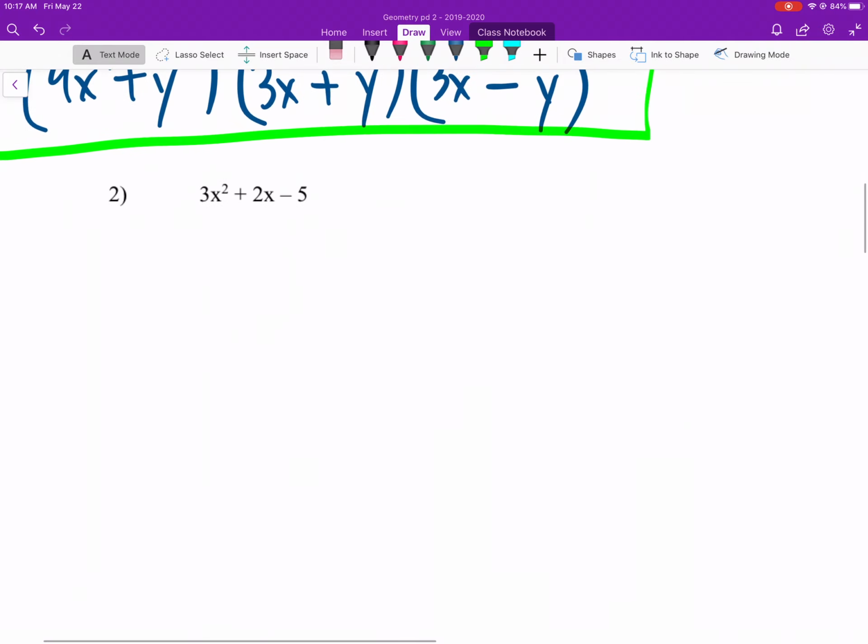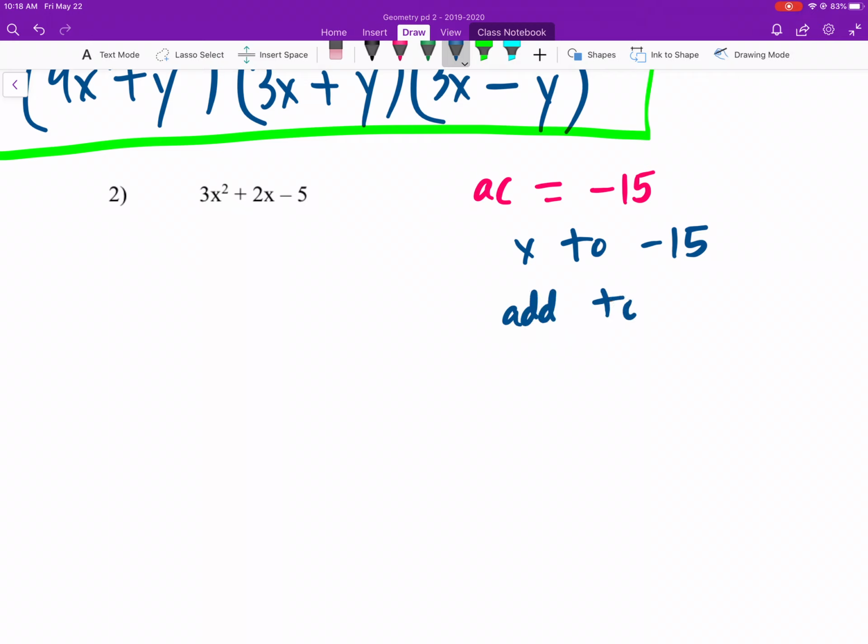Okay, next. So now we got a trinomial. Check for GCF first. All right, no example for GCF. All right, would this be AM or AC? It would be AC because the A value is 3, which is bigger than 1. So A times C is 3 times negative 5, which is negative 15. So we need these two numbers to multiply to negative 15 and add to the B value, which is 2. So what multiplies to negative 15 and adds to 2? Pause the video if you're not sure and think about that, but it would be 5 and negative 3, right?